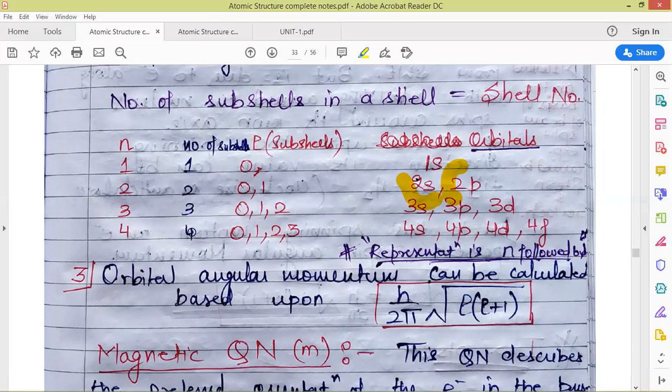For 4, 4 values are there, that means 4 subshells, represented by 0, 1, 2 and 3. For 0 we have S, for 1 we have P, for 2 we have D, and for 3 we have F, and these letters will be following the principal quantum number. So this is how we write the orbital.